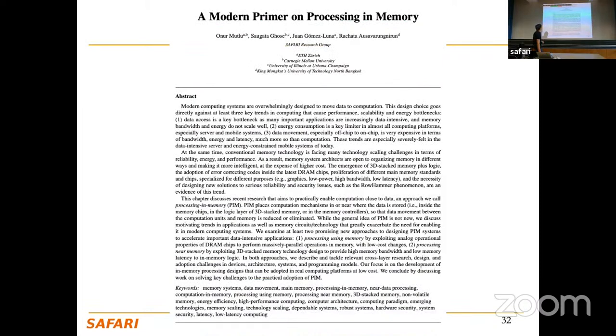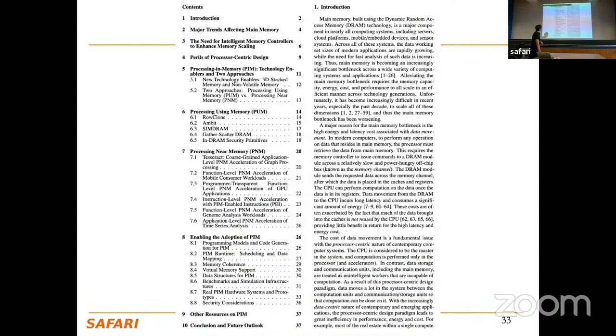This is the abstract. This is the table of contents. As you see, we start with the need for intelligent memory controllers, the perils of processor-centric designs, two approaches to processing in memory, which are processing using memory and processing near memory, and then we conclude with enabling the adoption of processing in memory.